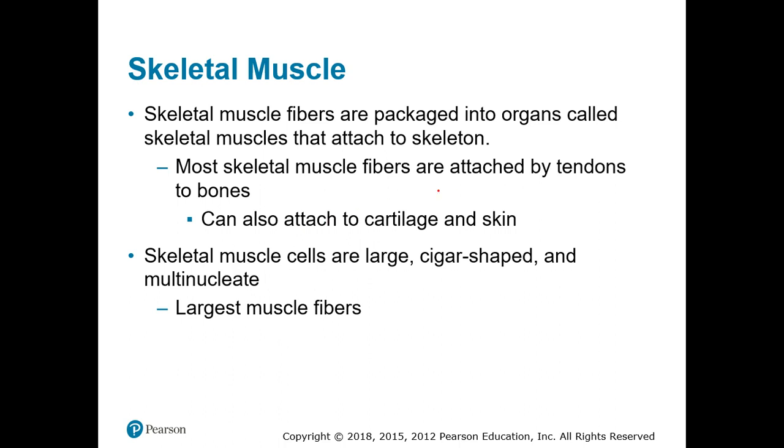Well, skeletal muscle fibers are packaged into organs called skeletal muscles. So remember, these fibers are cells, and cells are going to make tissues, and tissues are going to make organs, such as our muscles. And these are going to be found attached to your skeleton. Most skeletal muscle fibers are attached by tendon to bones, but you can also find them attached to cartilage and your skin. Now, skeletal muscle cell shape or description, they're going to be considered large, cigar-shaped, and multinucleate. These are actually the largest muscle fibers in our body.